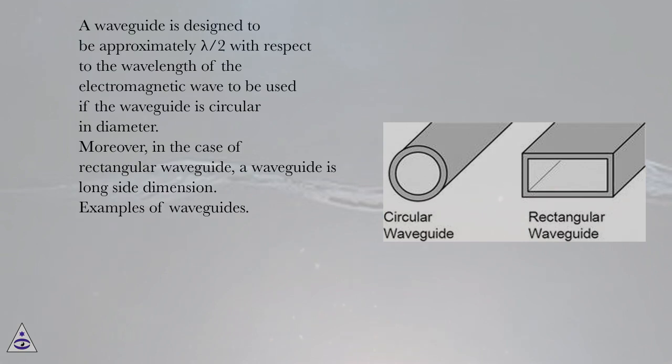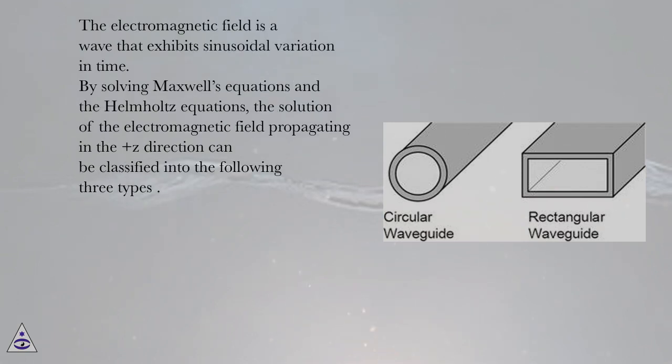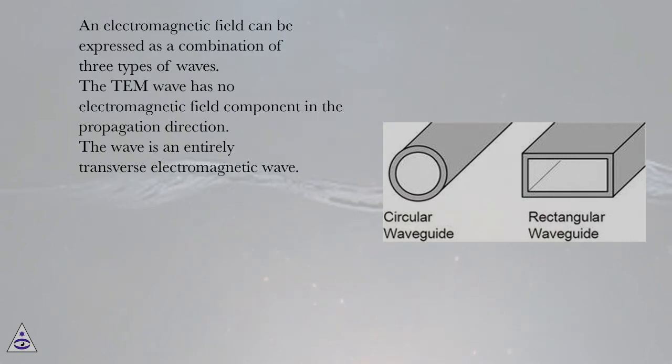Examples of waveguides. The electromagnetic field is a wave that exhibits sinusoidal variation in time. By solving Maxwell's equations and the Helmholtz equations, the solution of the electromagnetic field propagating in the +z direction can be classified into the following three types. An electromagnetic field can be expressed as a combination of three types of waves.